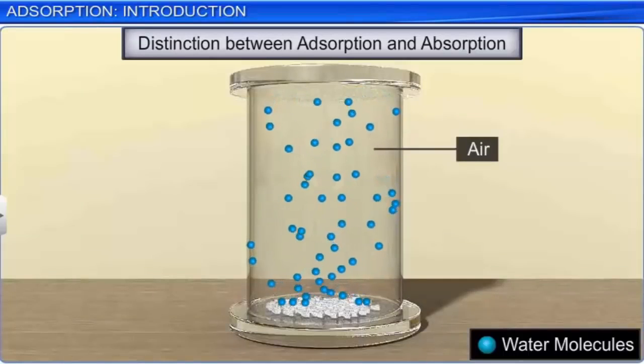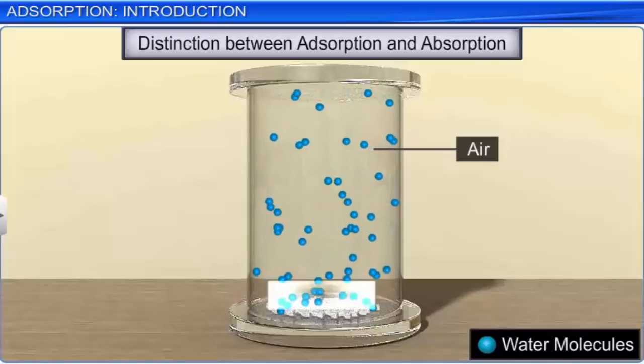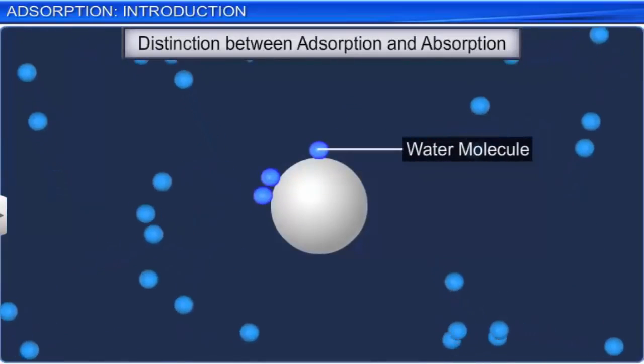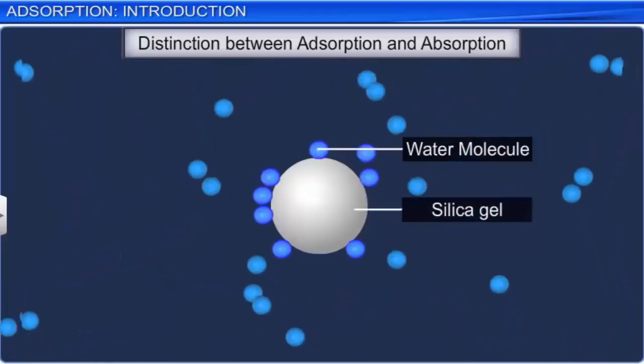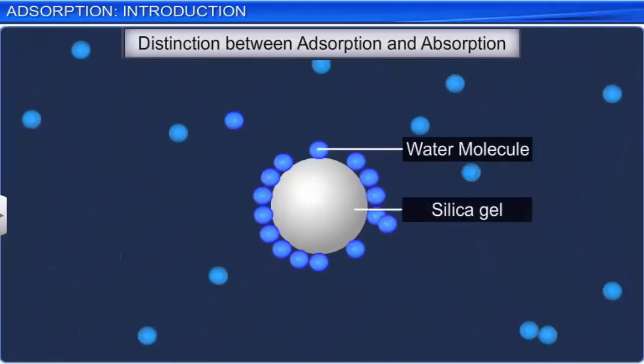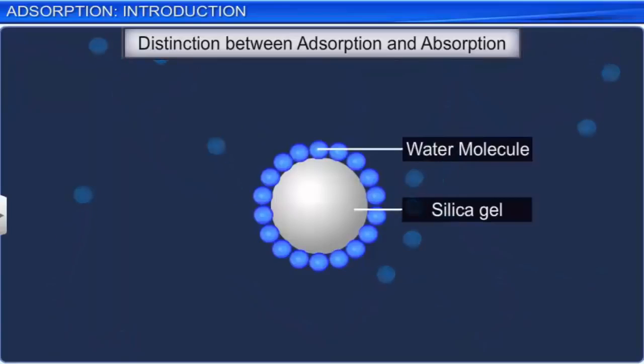Another example is the action of water vapor. Water vapor adheres to the surface of silica gel. This is an example of adsorption, since the molecules are retained on the surface of the adsorbent.